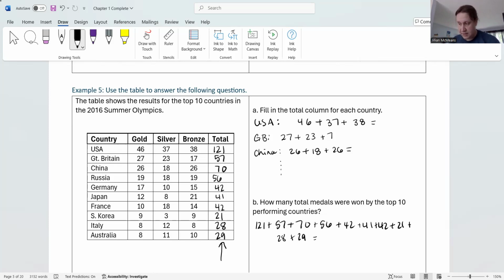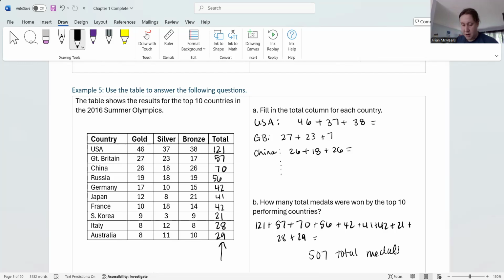Okay, let's see what we get. 121 plus 57 plus 70 plus 56 plus 42 plus 41 plus 42 again plus 21 plus 28 plus 29. I get 507 medals total. But let's add it one more time. Anytime you add a huge group of numbers, or even not a huge group, but 10 numbers like this, double check it, add it again.